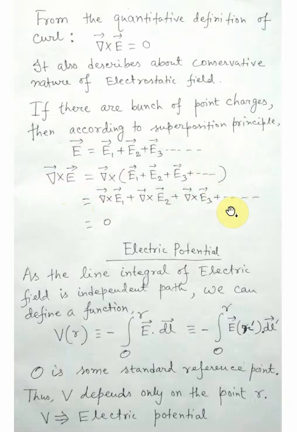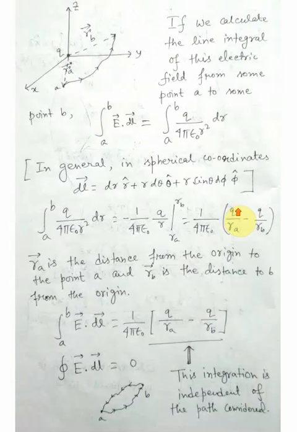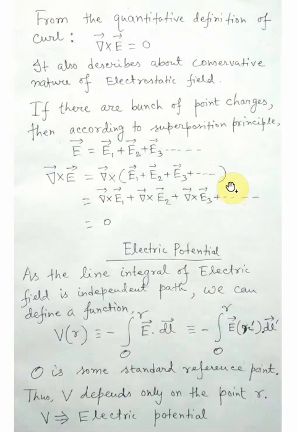Okay, so as we have understood what the curl of the electric field is, now we will discuss what electric potential is. As the line integral of the electric field is independent of the path, which we have proved here, we can define a function V(r), that is minus the integral from a reference point O to r of E dot dl. Now this O is a standard reference point, and in the next class I will spend some time on how to choose a reference point when you are going to find the electric potential.